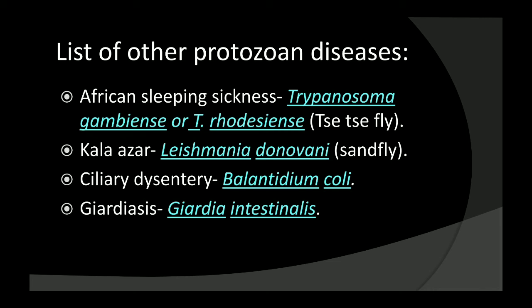Again, coming to the third one, that is ciliary dysentery. Balantidium coli is a type of protozoan. It can cause a type of dysentery called ciliary dysentery. Then giardiasis also is a type of dysentery caused by another type of protozoan called Giardia intestinalis. So polluted water bodies and consumption of water which is not filtered or processed properly can lead to Balantidium coli infection or Giardia intestinalis. These two are waterborne diseases rather than vector-borne diseases.